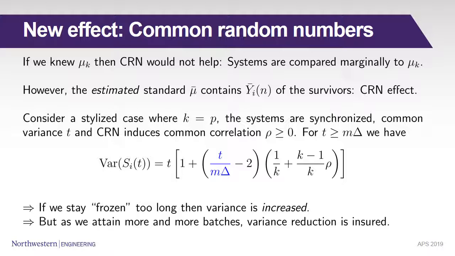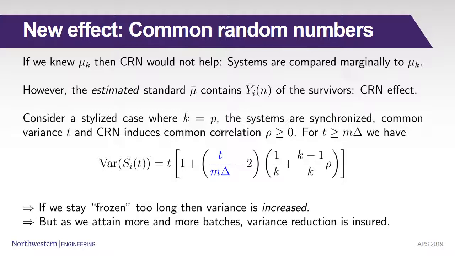Whenever simulators do comparisons, they always think about common random numbers, because comparisons involve differences, and common random numbers tends to reduce the variance of estimated differences. What about for BYPASS? Well, if I actually knew the value of mu k, that is the true mean of the best system, then common random numbers would be no help. Each system is compared marginally to the value of mu k. There are no differences, therefore no common random numbers effect.